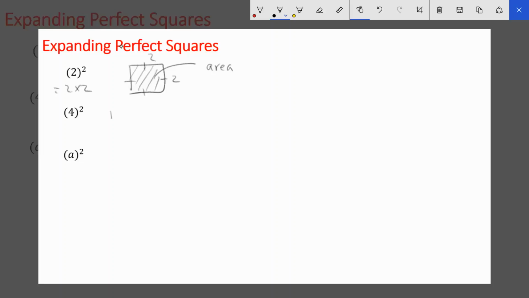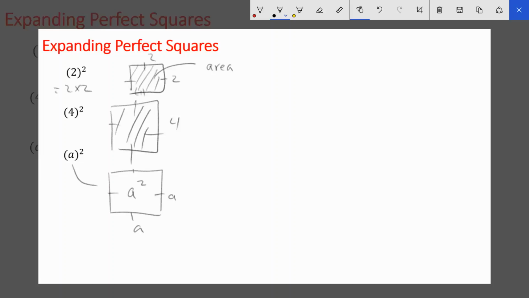It's just a larger square, with a length of 4 by 4, and that gives you an area of 16. Okay? And it's the same thing with a, even though it's a different letter. We just don't know what the number is, but technically you're just saying it's a length of a, and therefore this is a squared area. Okay, so when you say a squared, that's an area.